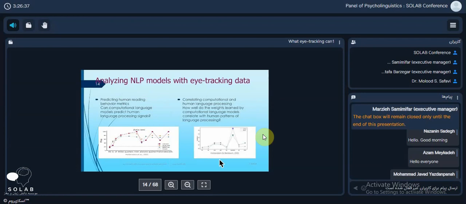Analyzing NLP models with eye tracking data: predicting human reading behavior method. Can computational language models predict human language processing signals? That's a big question. Correlating computational and human language processing: how well do the weights learned by computational language models correlate with the human patterns of language processing? That's the other big question. That may be useful for university students who want to know what the best questions are in the field of language, especially for NLP models.